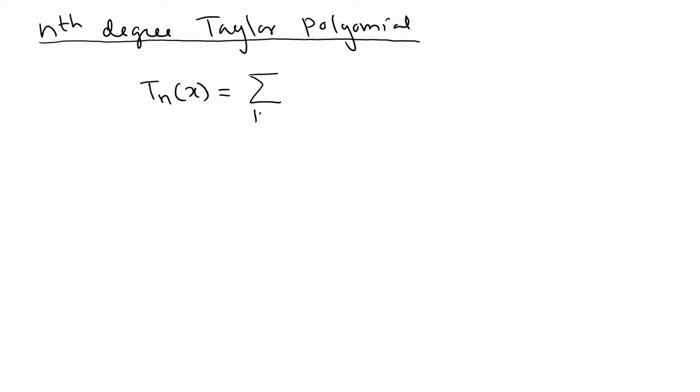We use a different index this time because you have to stop at n. So n is the upper limit. It's the same formula, but it's not f^(n) now, it's f^(k), because the index is k. So f^(k) evaluated at a over factorial k times (x minus a) to the kth power. This is what we call the nth degree Taylor polynomial.